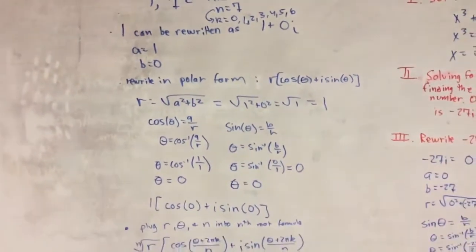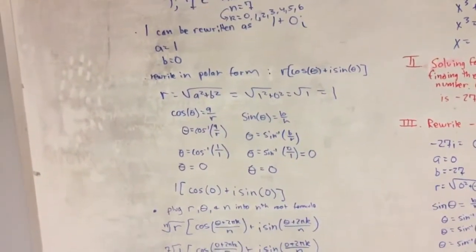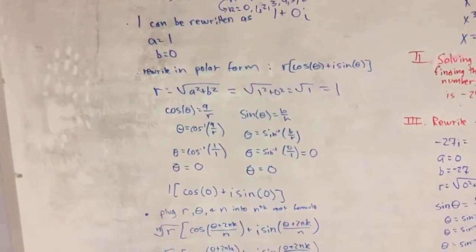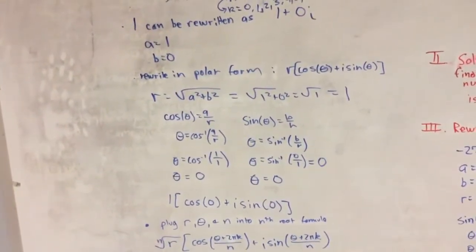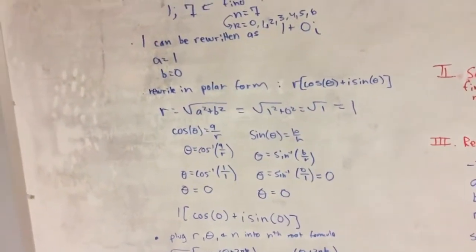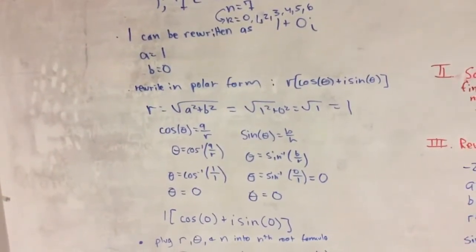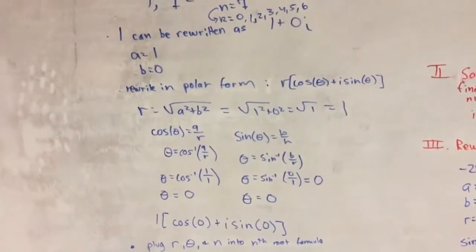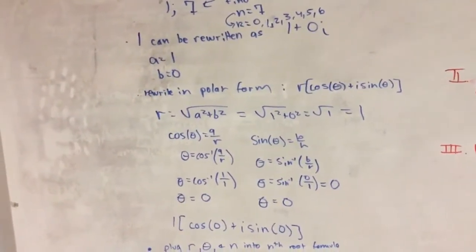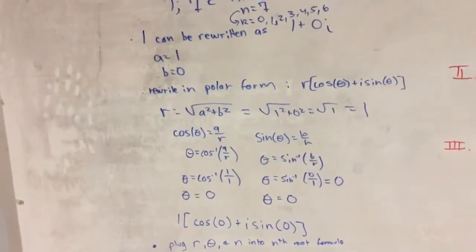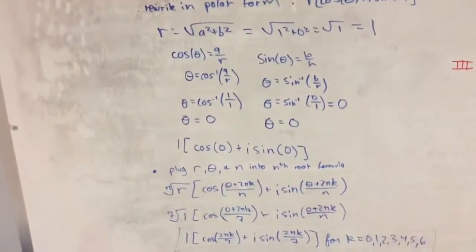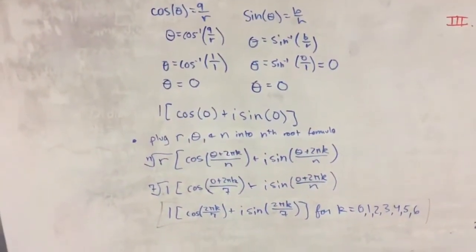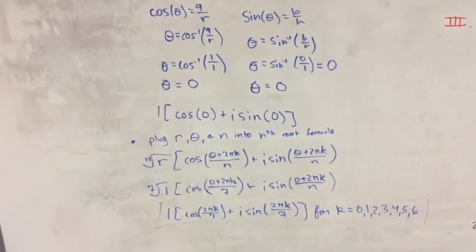The next step is to rewrite it in polar form. First, we find the modulus, which is equal to the square root of a squared plus b squared. That'll equal 1. Then we find theta by either doing the cosine of theta is equal to a over r, or the sine of theta is equal to b over r. They should both give you the same answer. Okay? When we do that, we find that our theta is 0. So our final polar form for that will be 1 times the quantity of the cosine of 0 plus i the sine of 0.